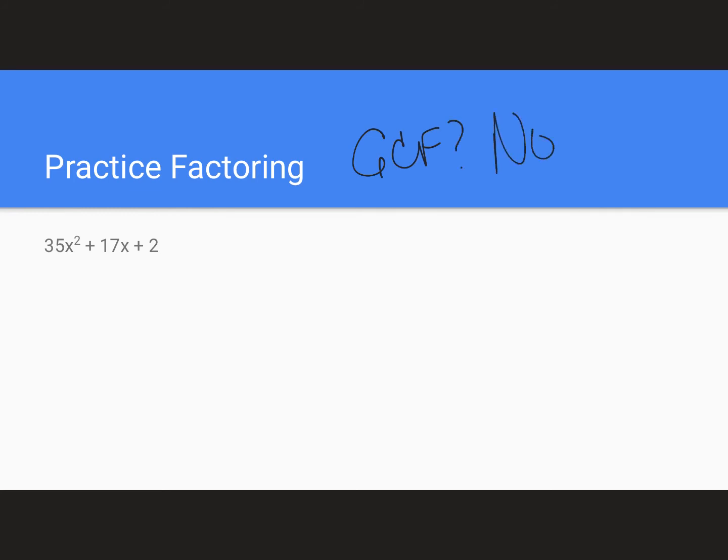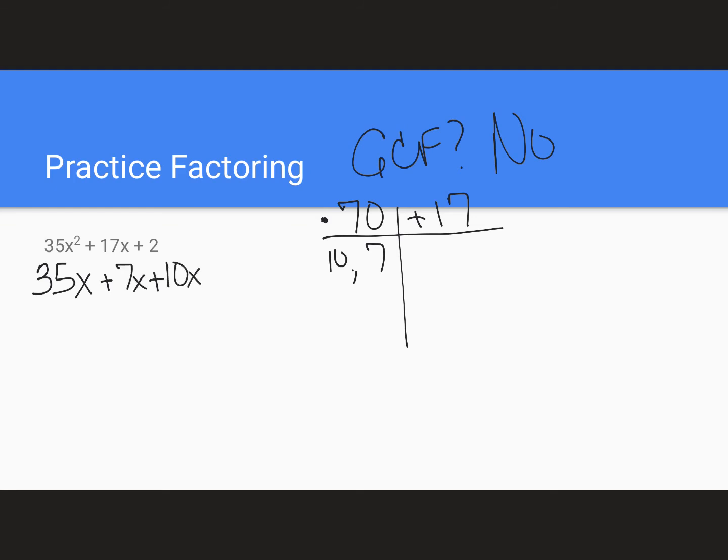So all I'm looking for is two numbers that multiply to 70 and add to 17. Well, that's pretty simple, right? It's just going to be 10 and 7. So this is 35x plus 7x plus 10x plus 2.